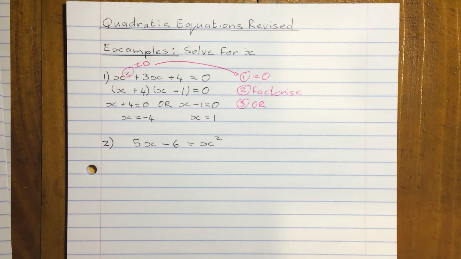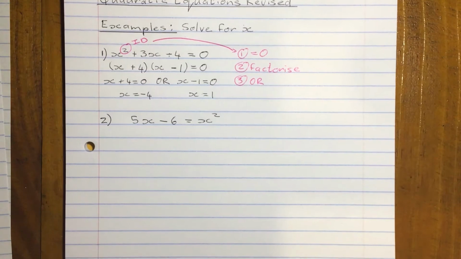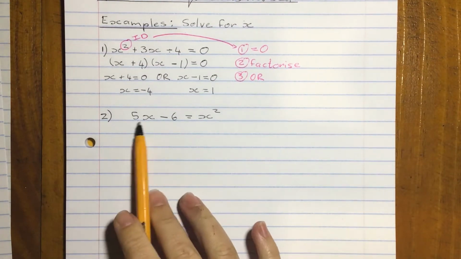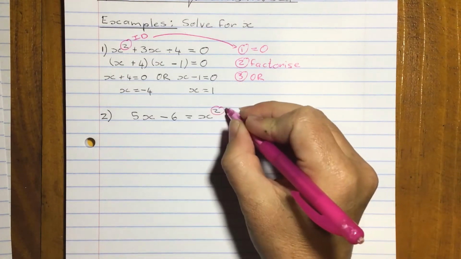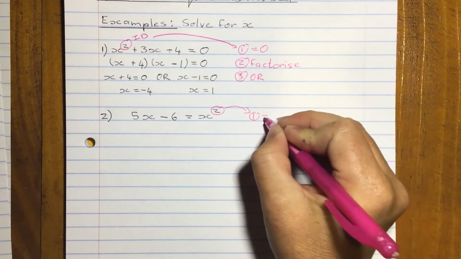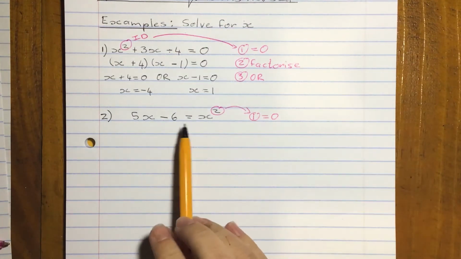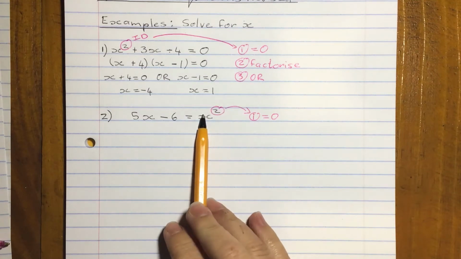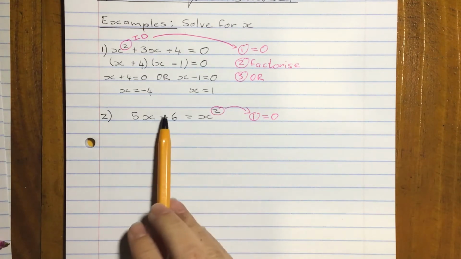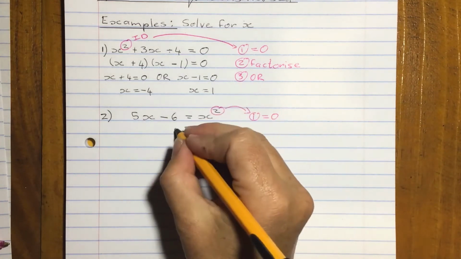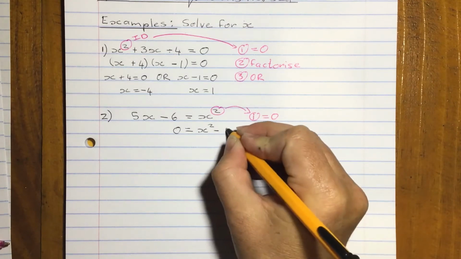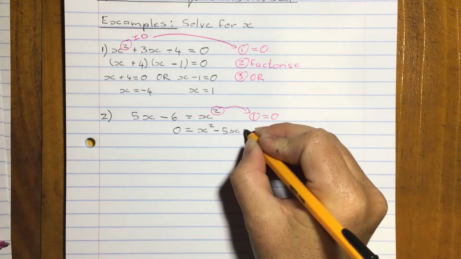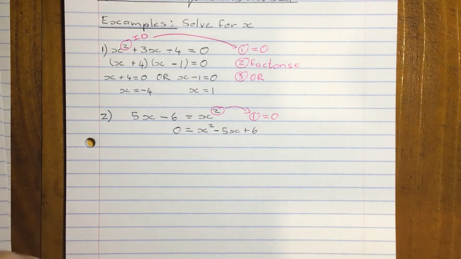Let's try one more example before we continue with our video on compound fractions. So here we have 5x minus 6 is equal to x squared. So immediately you see the x squared and you know that step 1 is to make it equal to 0. Now, the best way forward is you want a positive x squared. It's easiest to factorize that way. So I'm going to subtract 5x and add 6 to give me 0. And what I do to the one side, I do to the other side. So I'm going to have minus 5x and I'm going to add 6.